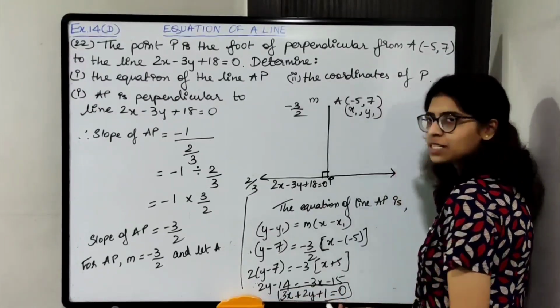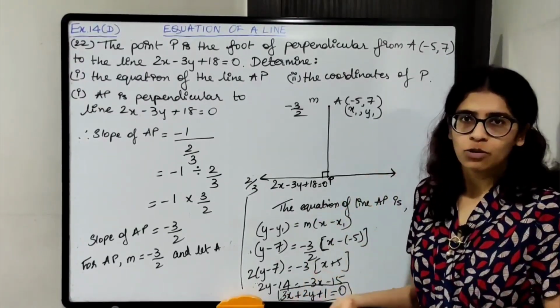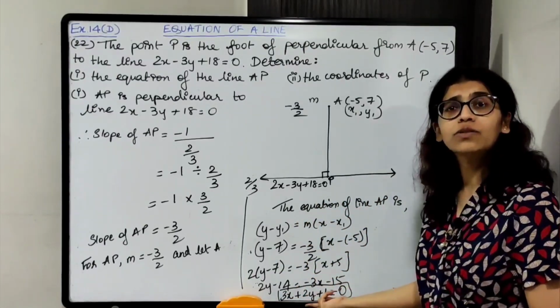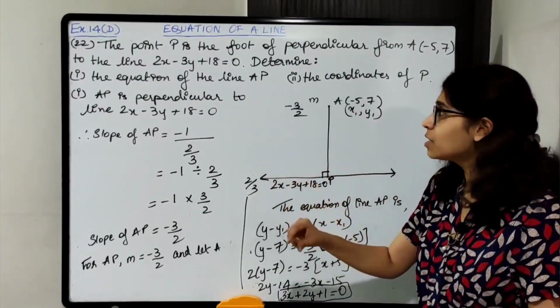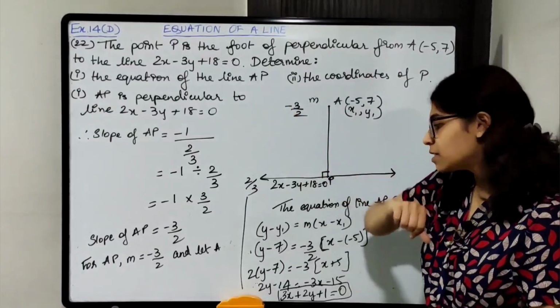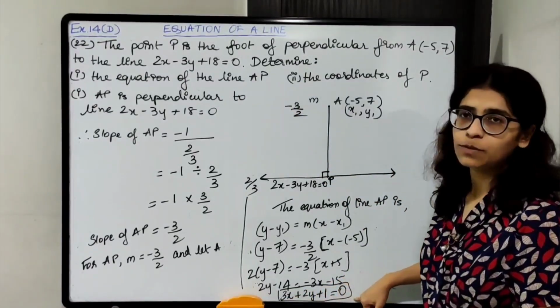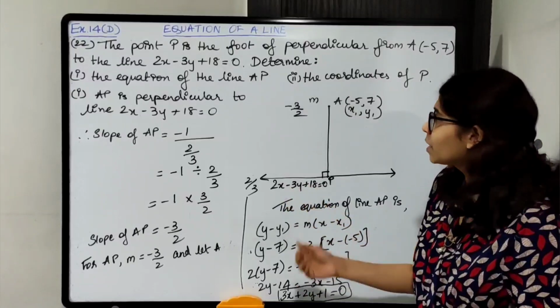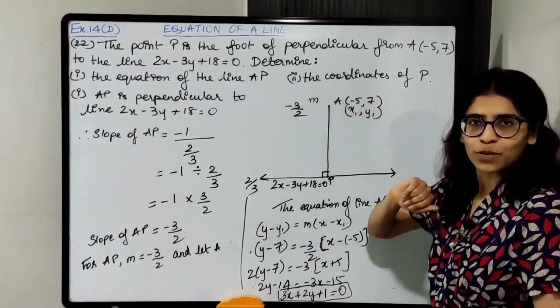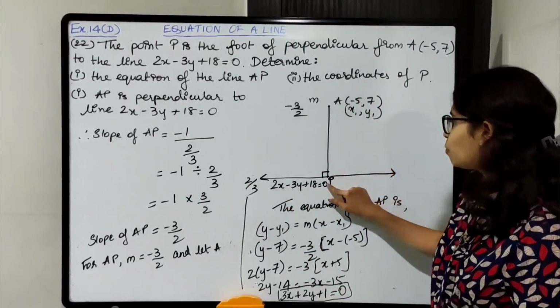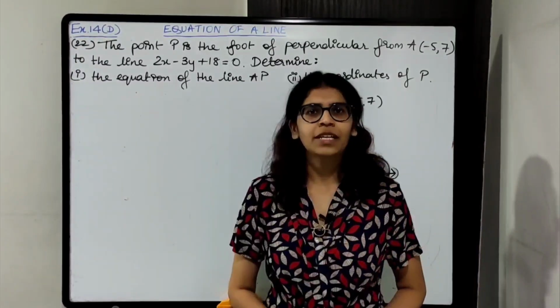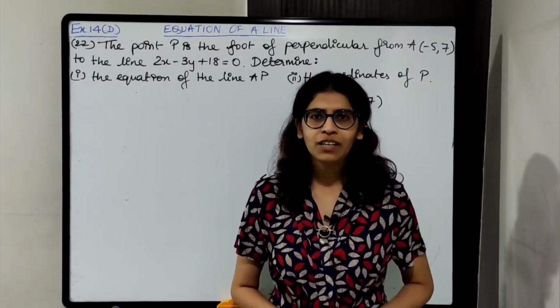You can express in standard form also. That is also correct. Box कर दो equation को. Write down the final statement. The equation of the line AP is 3x plus 2y plus 1 equal to 0, or in standard form. Now we'll come to the second part of the question. Finding the coordinates of point P. We have to find the coordinates of P now.